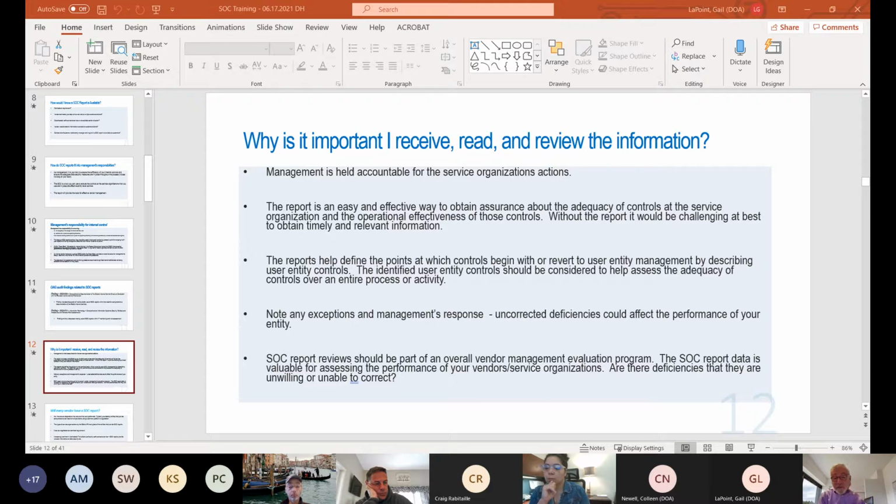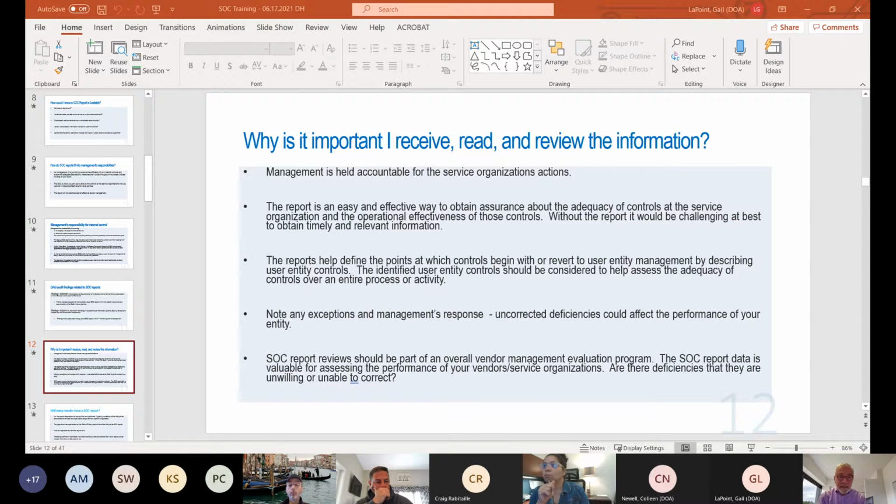So SOC reports should be part of an overall vendor management evaluation program. And if you have deficiencies that are identified in a SOC report and the vendor is not willing or provides less than a robust response in correcting those, I think that's something you should consider when you're renewing those contracts and deciding whether they should continue for you. Because of the nature of the SOC report, though, you're generally going to find that management is pretty responsive to the issues that are identified in there, for exactly the reason that it's being provided to all their customers.